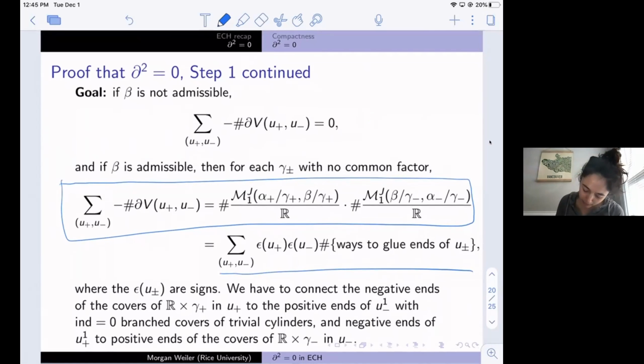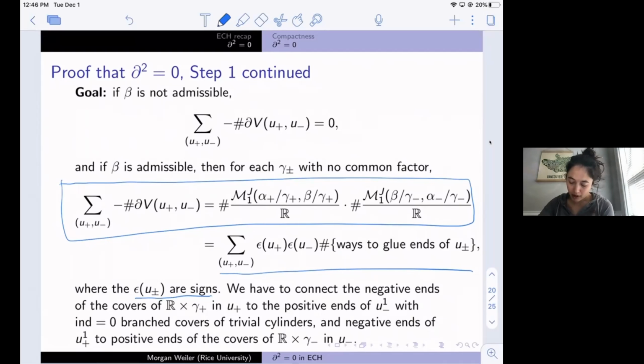So I'm not going to talk about the signs, and actually at the end of the talk, I'm just sort of going to give up and just say the differential is 0 mod 2. But I wanted to just remind you that there are signs and you can work them out and show that the differential is 0 with Z coefficients.